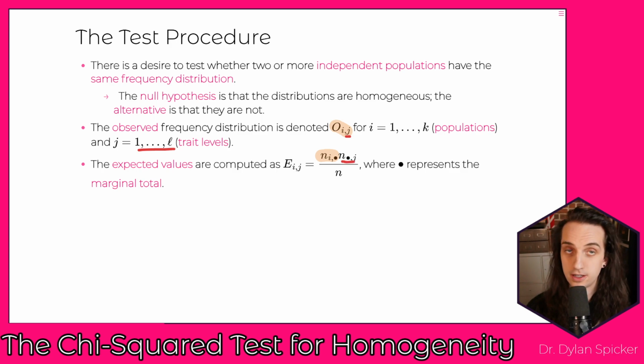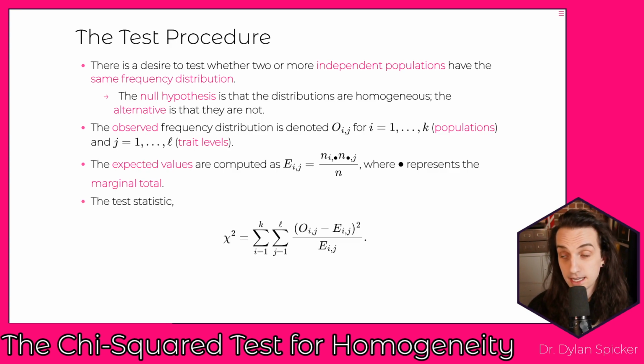Similarly, N_.j is going to be fixing this j if we add up across all the different populations. Correspondingly, N_i. and N_.j are going to correspond to our row and column totals. So this is the marginal total in the row and the marginal total in the column, or vice versa, depending on which way you're writing this out. But those two marginal totals are multiplied together and divided by the overall total.